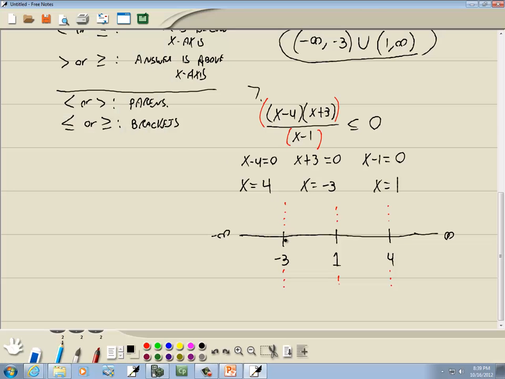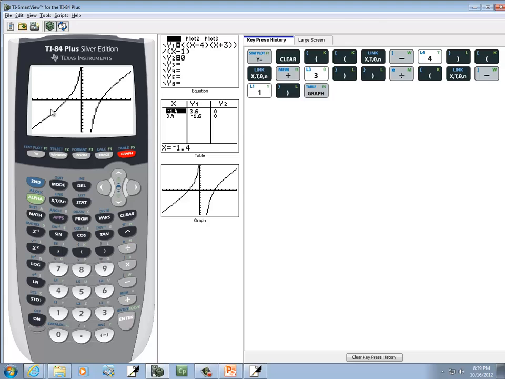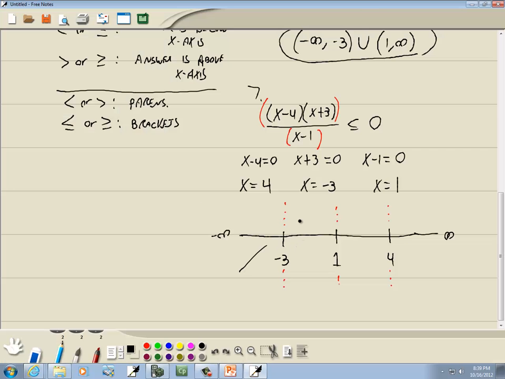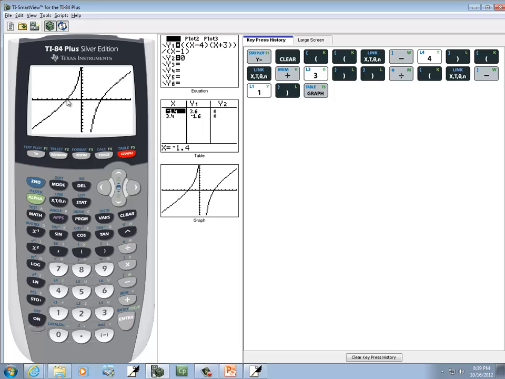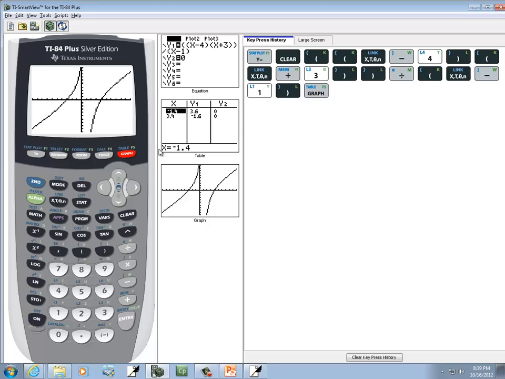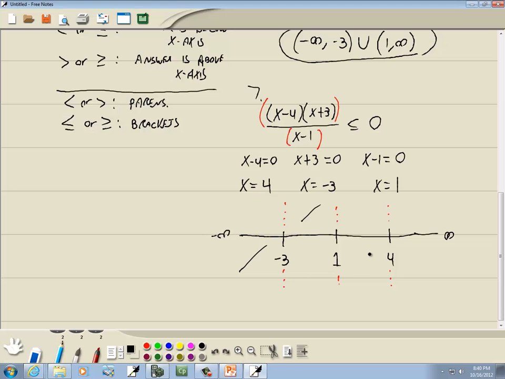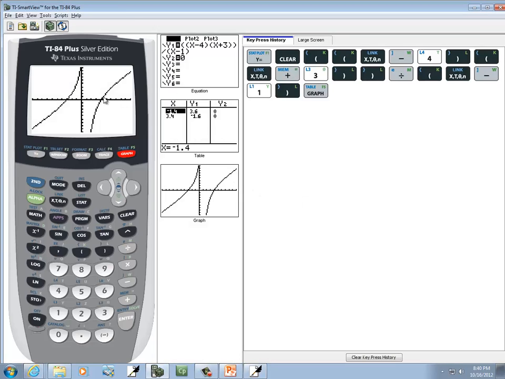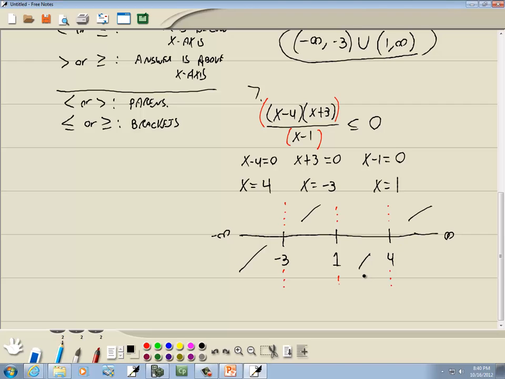Okay, so first one is negative 3. To the left of negative 3, it's below, like that. Between negative 3 and 1, here's negative 3, here's 1, it's above in part of it, so it's above in all of it. Between 1 and 4, it's below. From 4 on, here's 4, and from 4 on, it's above. Now, our problem is less than or equal to. Less than or equal to means below the x-axis. This is below here, and this is below here.